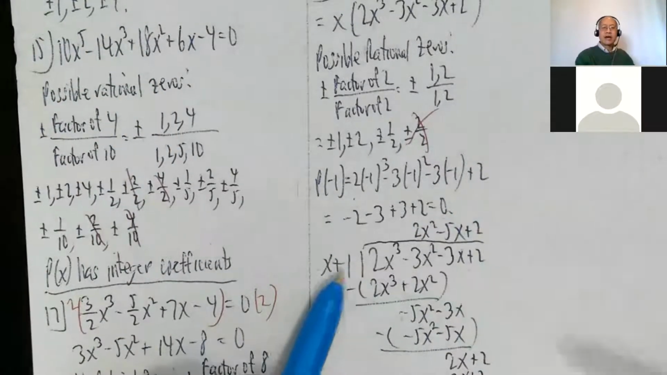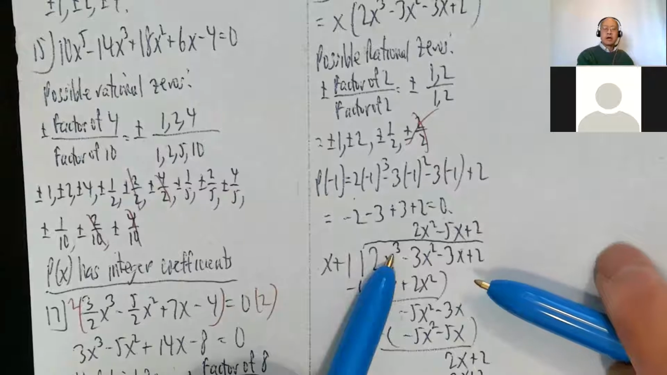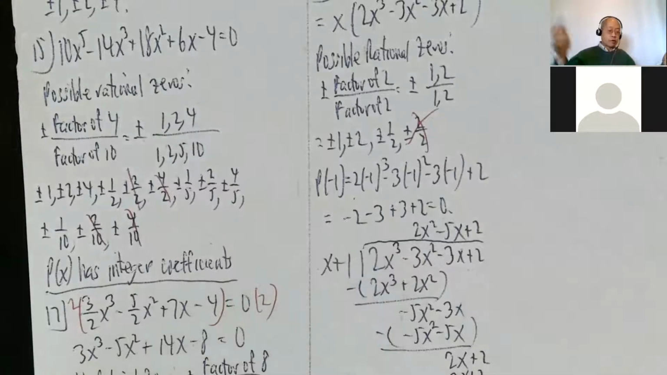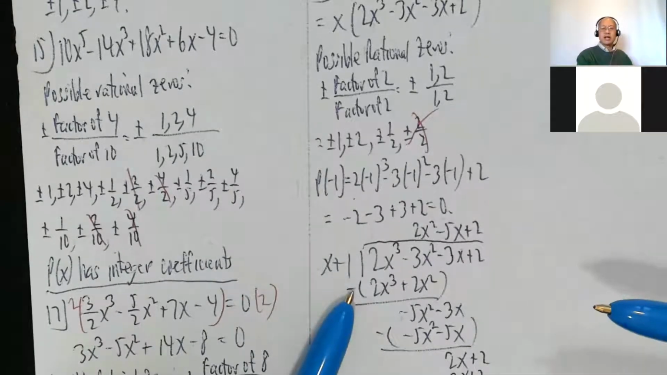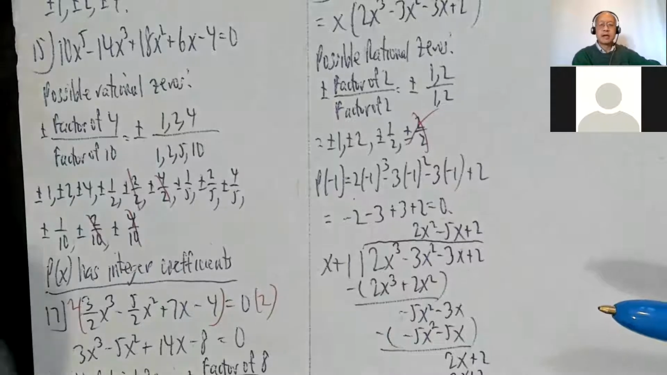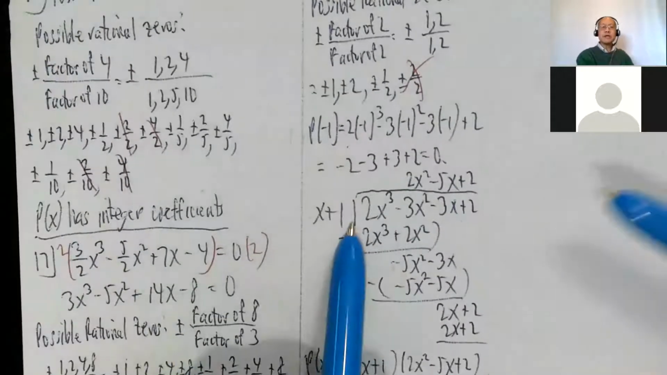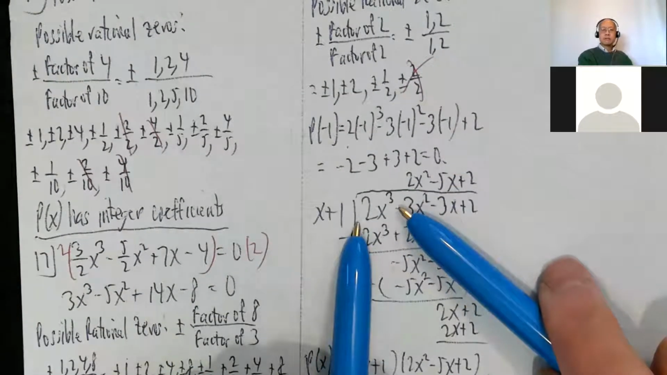Once I divide out x plus 1 from a cubic, I'll have a quadratic, a second degree. And once I have second degree, I'm home free. I can either factor or use the quadratic formula, as the case may be. So do my long division.